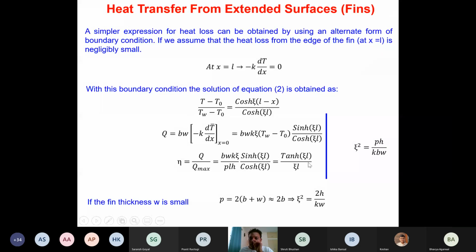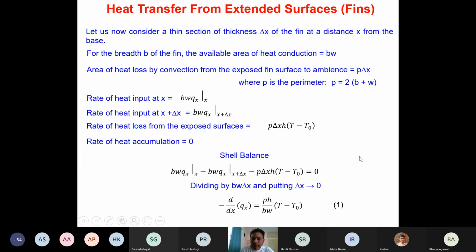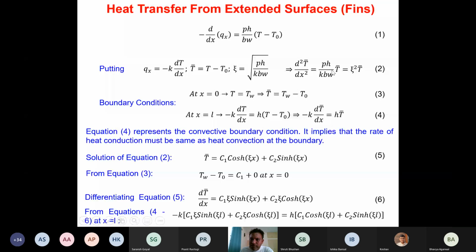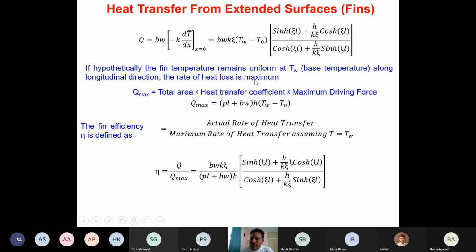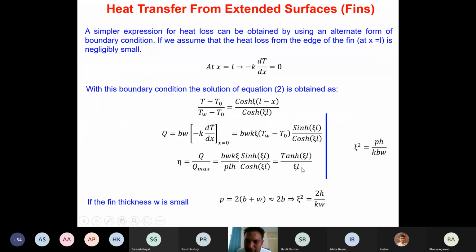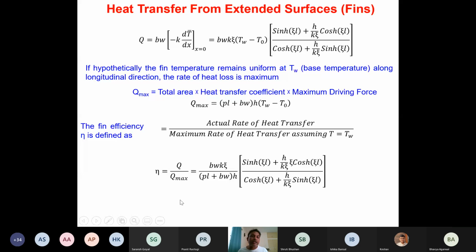So what we get, if you put all these equations, is BW K zeta divided by PLH, sinh(zeta L) by cosh(zeta L). This sinh by cosh can be represented as tanh(zeta L). And also zeta square is defined as PH by KBW. Remember, we have defined this variable earlier. So we can put it in this equation and rearrange the terms. What we get is tanh(zeta L) by zeta L. So this is a commonly used expression. If you look at several books, you will get only this expression. But the more generalized expression is this.